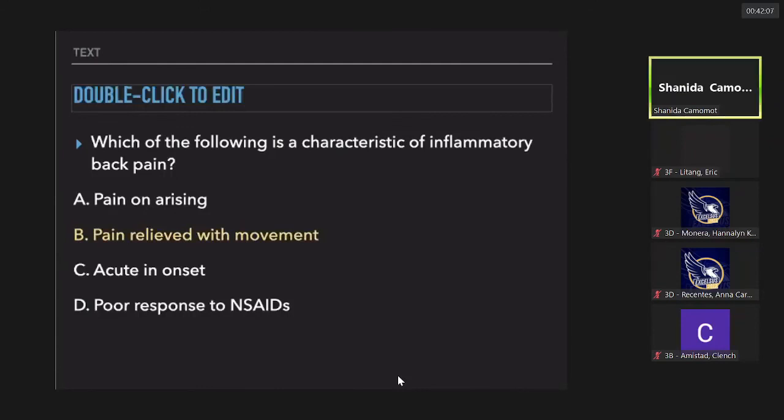Pain relieved with movement. So remember, with inflammatory pain, it is more painful when not in motion, and the pain is relieved with movement because of the gelling effect when patients are not moving. That's why inflammatory joint pains are painful in the morning, what we call morning stiffness, and as the day passes, the pain is reduced because of the movement. So the answer here is letter B, pain relieved with movement.